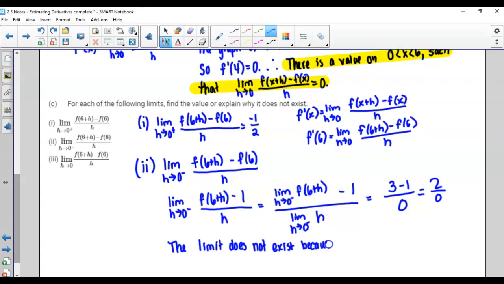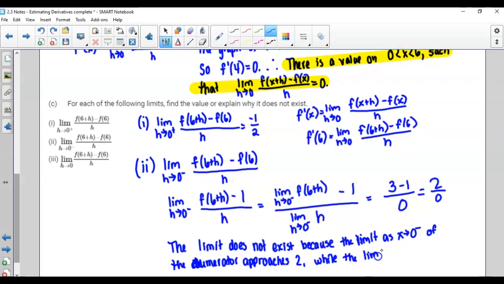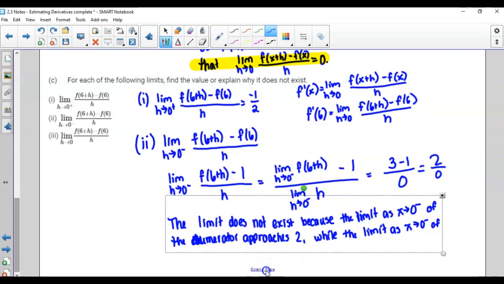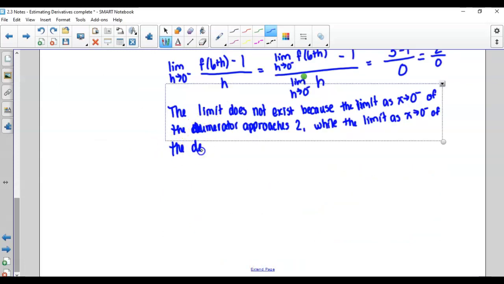Because the limit as x approaches 0 from the left of the denominator or numerator approaches 2, while the limit as x approaches 0 from the left of the... so we know that we would not have a limit at that point.